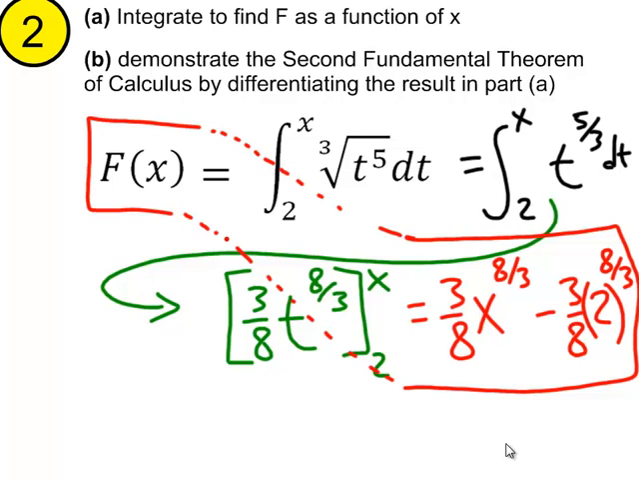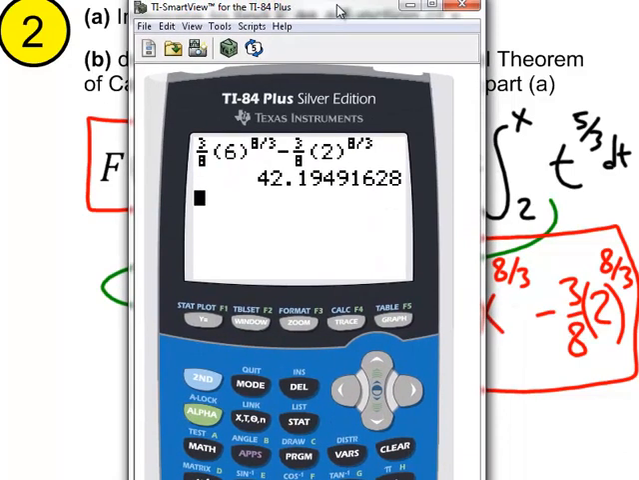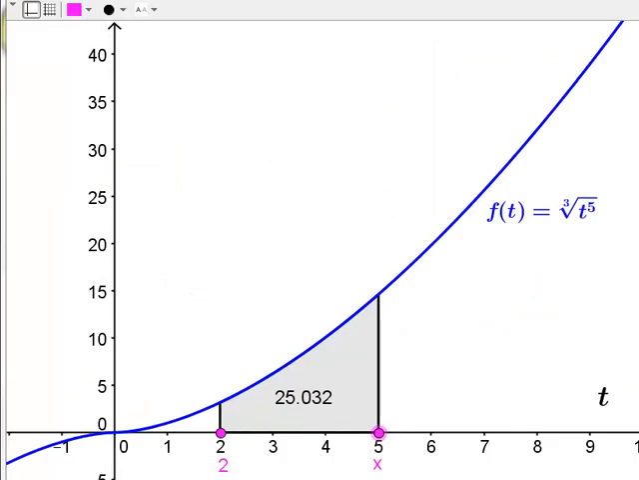And sure enough, if I were to just plug some random number in for x into my calculator, in this case I've just plugged in 6, plugging in x equals 6 gave me 42.195. And if I bring GeoGebra back onto the screen and I drag my x value over to 6, I see that sure enough I get the area of 42.195. So I trust this is all making sense at this point.